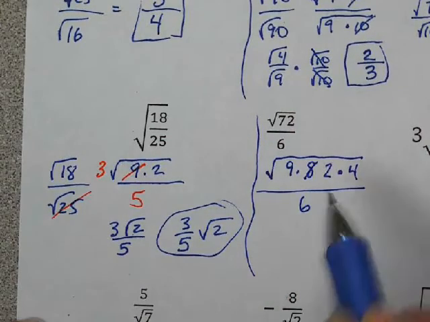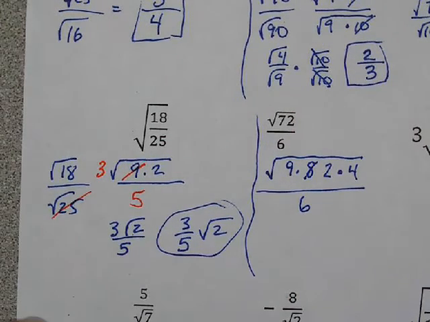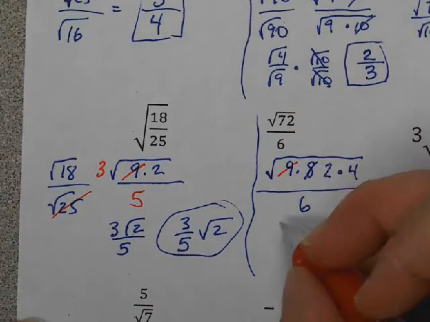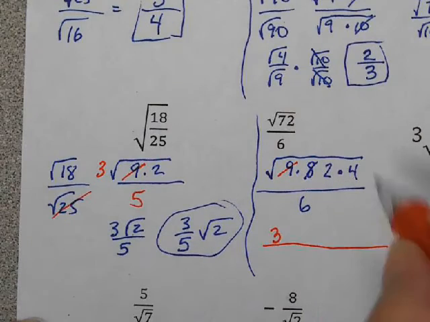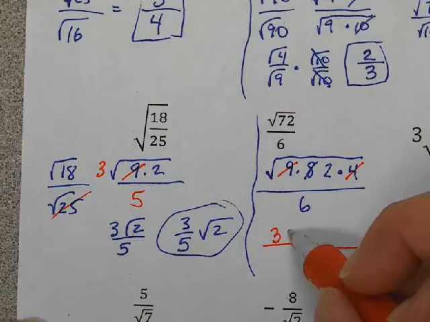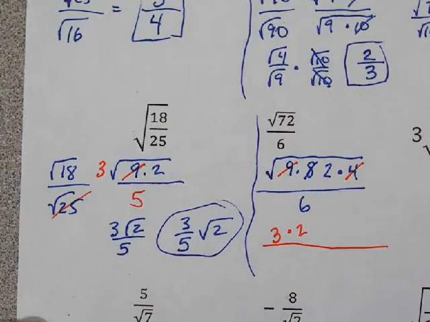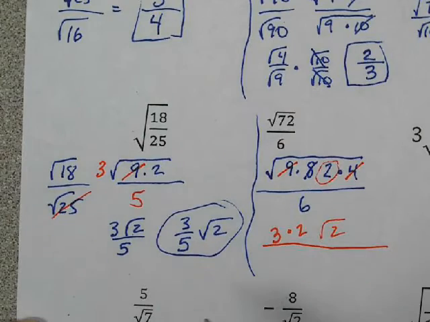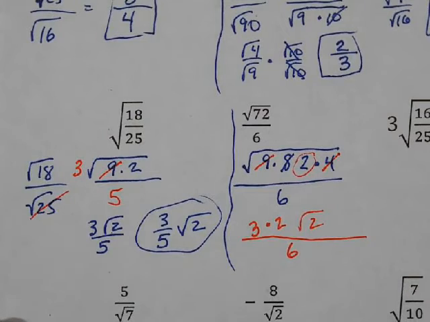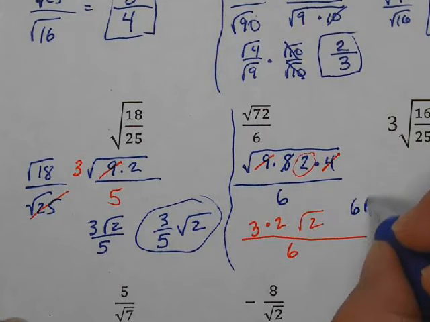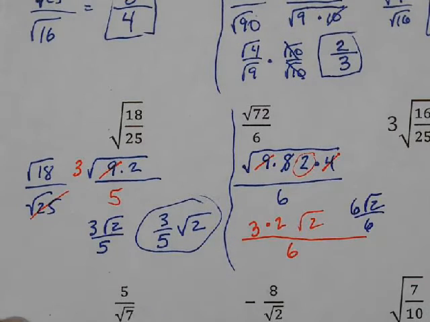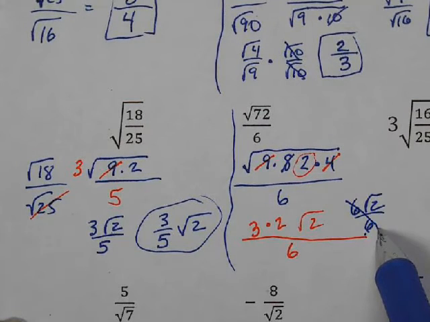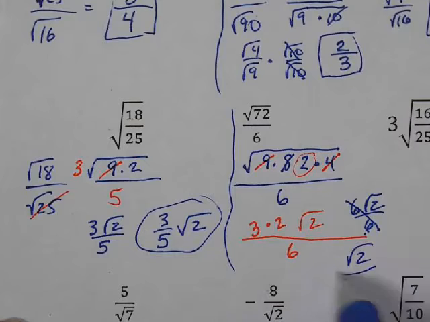So I know that the square root of 9 is 3, so that puts a 3 out front. I know that the square root of 4 is 2, so that puts a 2 out front. And all that's left on the inside is the square root of 2. And then on the bottom I have a 6. So I have 6 square root 2 over 6. And since this 6 is outside the radical and that 6 is outside the radical, they cancel. So my answer is square root of 2.